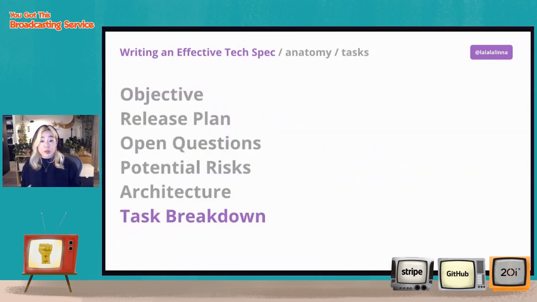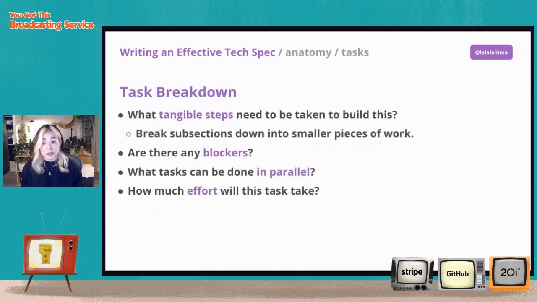So after we have this general idea of how we are going to build the thing, we need to identify what the tangible steps are to actually build this thing. If you have trouble with this, something that I usually do is I look at subsections that we've defined when we were talking about the architecture, and I break those down into smaller pieces of work, usually small enough to translate into tickets for some sort of project management system.